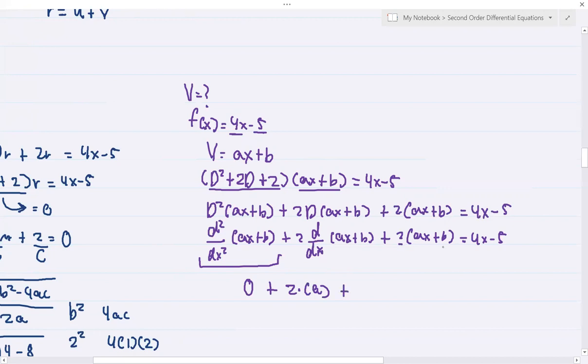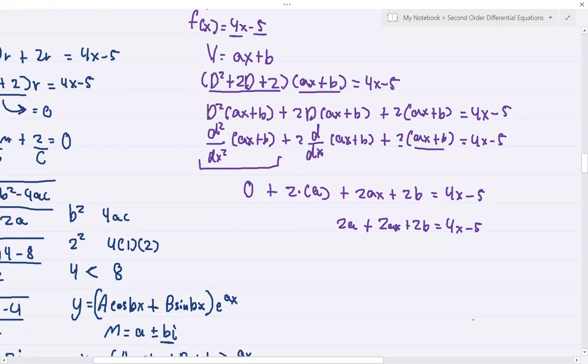Then distribute your 2 to this expression. We will have 2ax plus 2b is equal to 4x minus 5. Let's simplify further. We will have 2a plus 2ax plus 2b is equal to 4x minus 5.